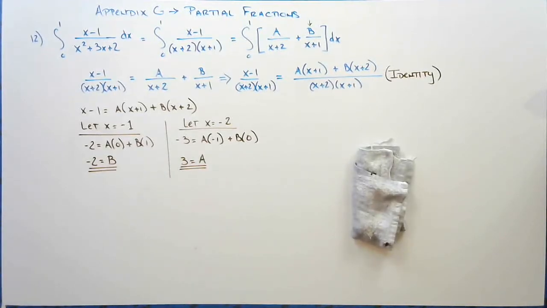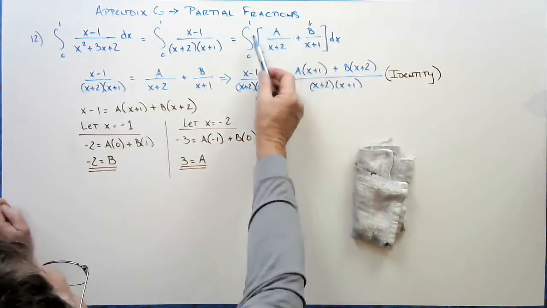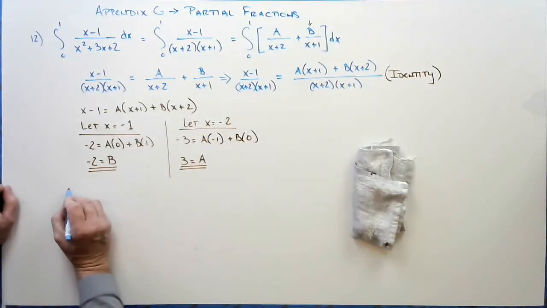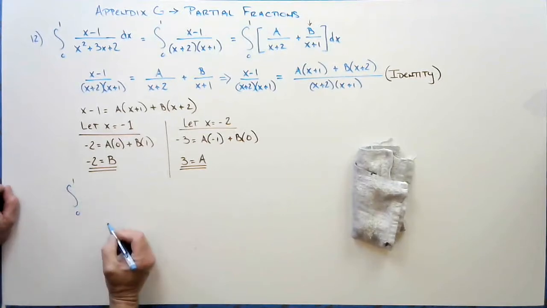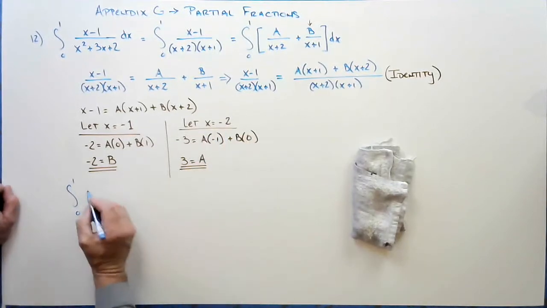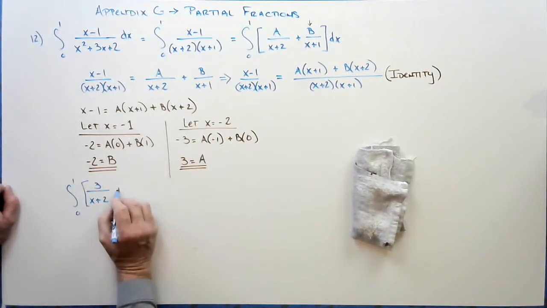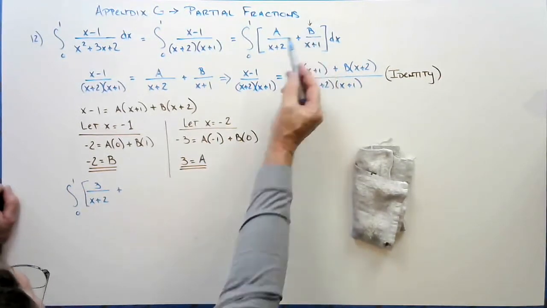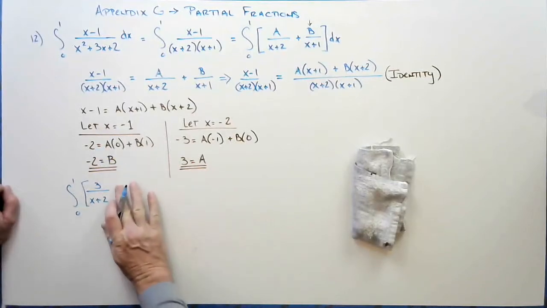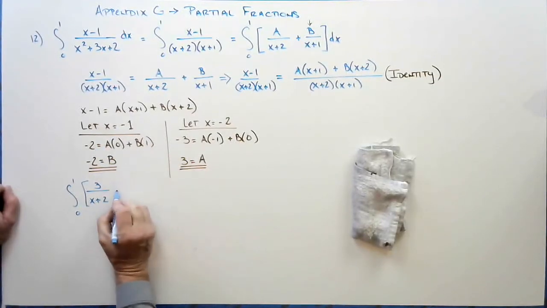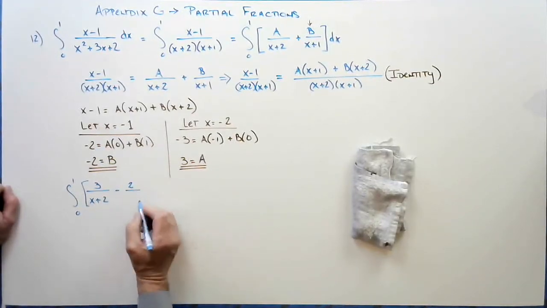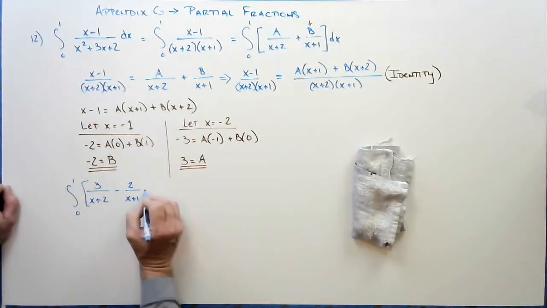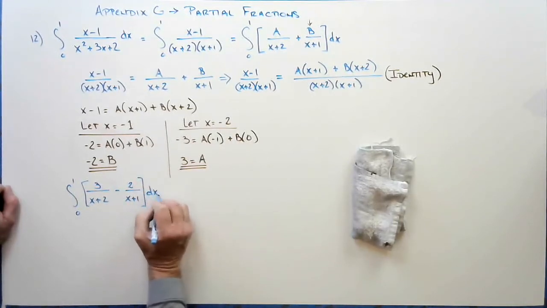And so now we're prepared to go back and rewrite our integral. Our integral is now the integral from 0 to 1. A we determined was 3, so that's going to be 3 divided by x plus 2 plus b we decided was -2, so we'll change our plus to a minus. 2 divided by x plus 1 dx.